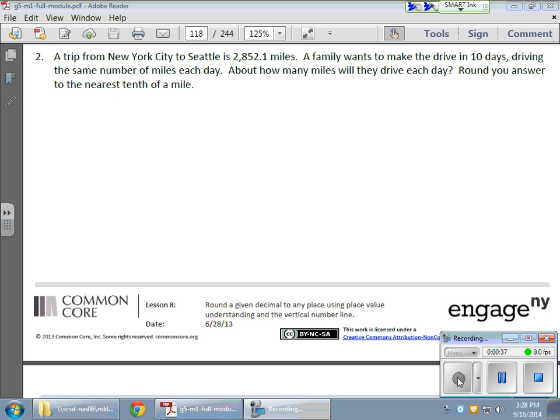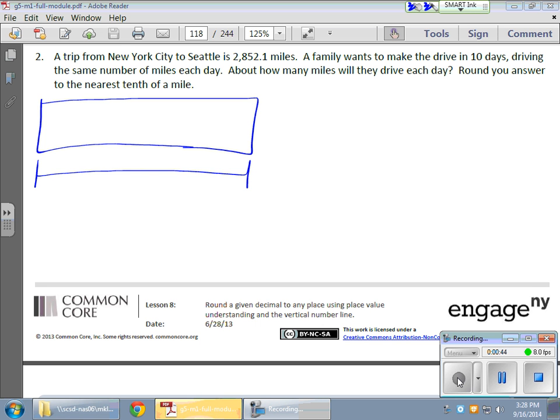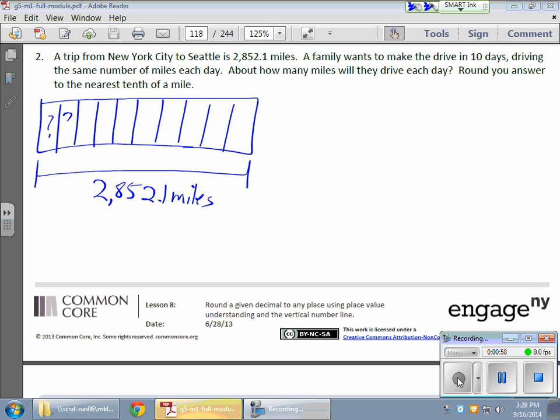So basically what we have here is, if I could chart this out for you, we have a total of 2,852.1 miles. Okay, so far so good. And they want to split it into 10 days. 1, 2, 3, 4, 5, 6, 7, 8, 9, and they're all equal. Okay, the equal amount of driving each day. So there's some value in here. I don't know what it is just yet, but it's pretty safe to assume that I'm going to take my total here and split it into those 10 parts. You can see it visually, which means I'm dividing.